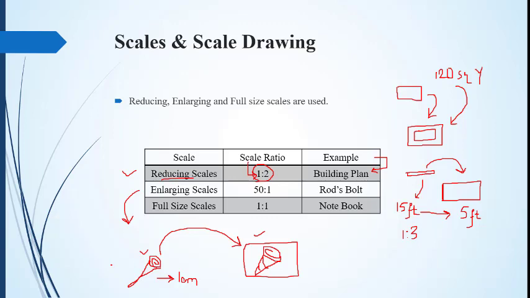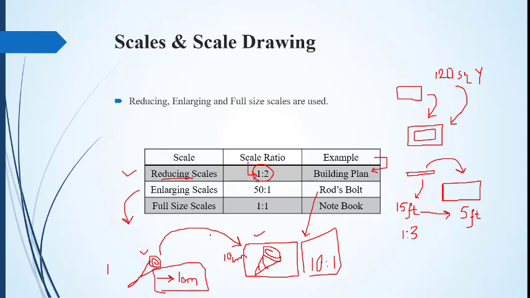For example, its original size was 1 centimeter. I have written also its original size is 1 centimeter, but I have increased its size to 10 centimeter. Now you can see that its size is 10 centimeter. So the ratio will be 10 ratio 1. This is known as enlarging scale. The example given, rod's bolt.